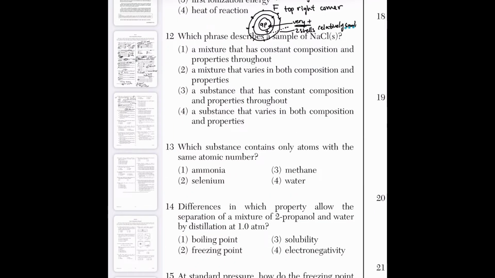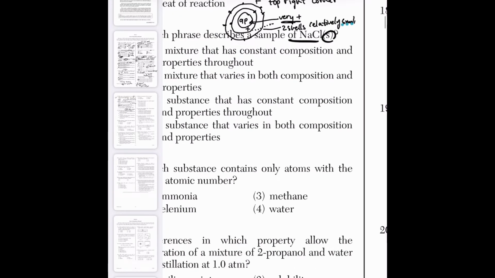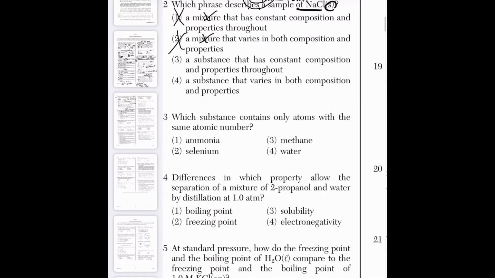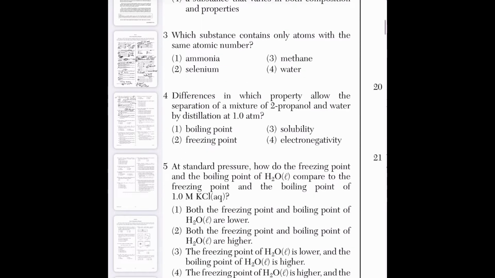The trace describes a sample. Okay, so this is sodium chloride and it's solid. So it's not a mixture because it's just one thing. It's just salt. If it were sodium chloride aqueous, that would be a mixture because it's mixed with water, but it's not, so it's not a mixture. And it does have constant composition throughout, so it'd be 3.